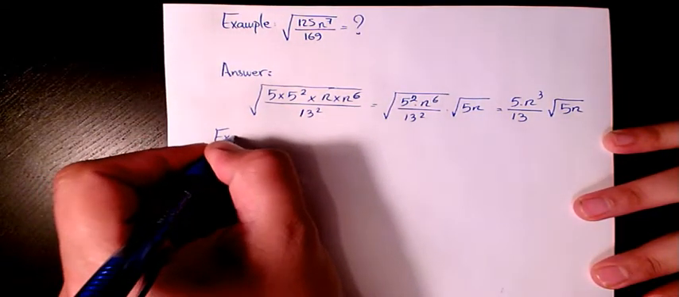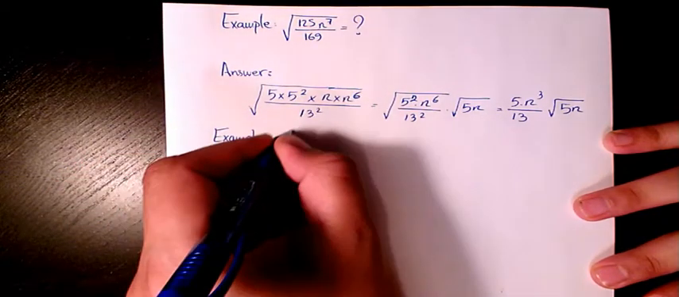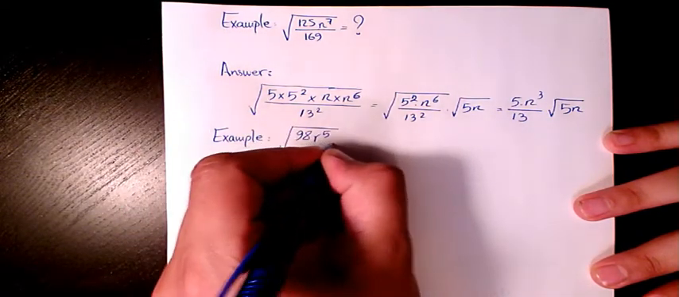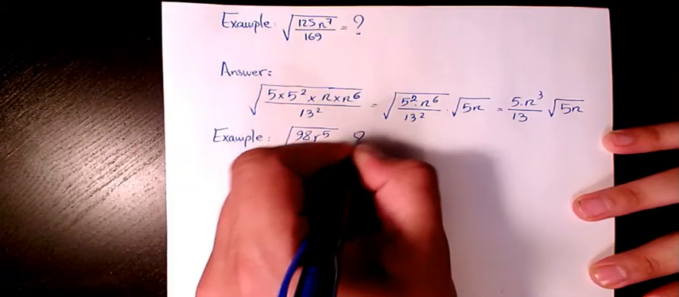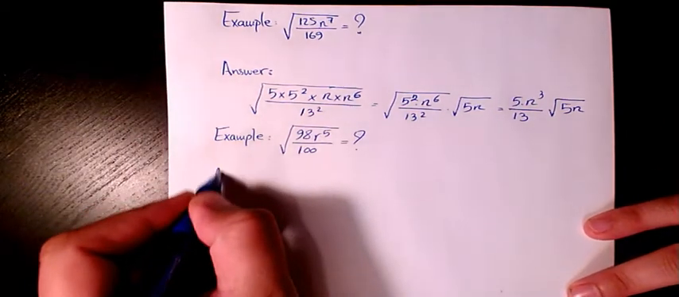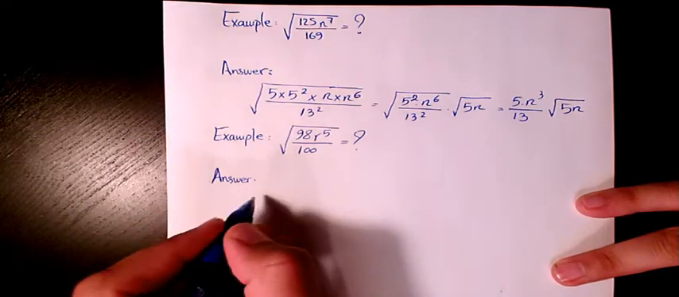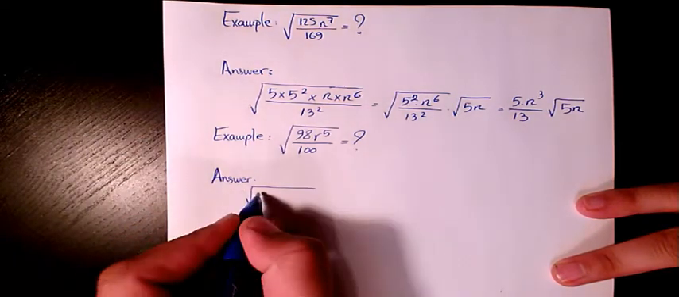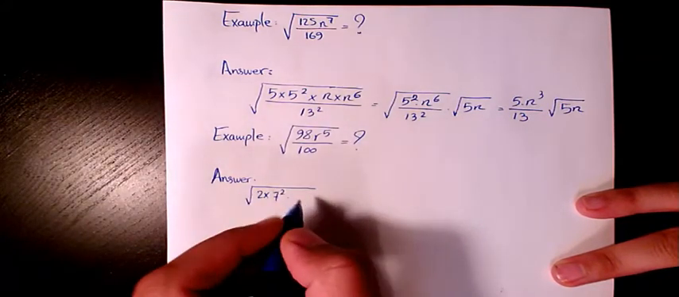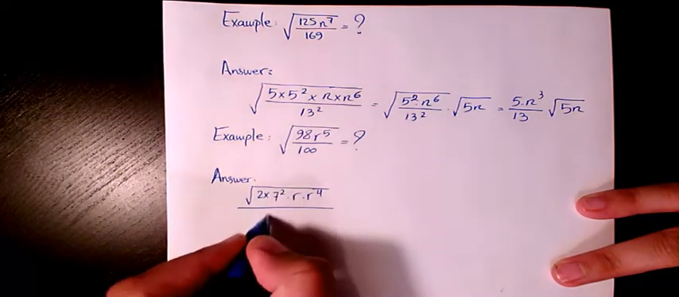Next example. Square root of 98r to the power of 5 divided by 100. The answer is, so 98 is 2 times 49, which is 7 squared. r to the power of 5 is r times r to the power of 4, divided by 10 squared.